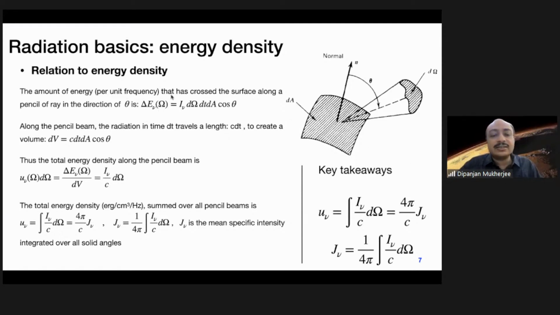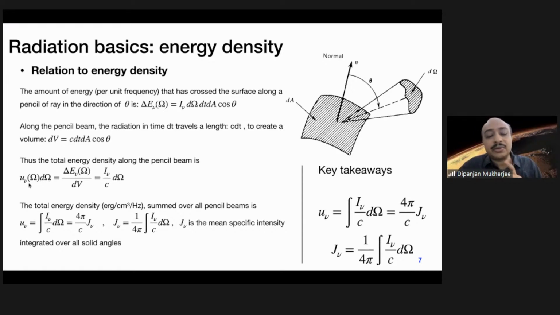Take this delta E nu, which is the amount of energy passing through this area and within this volume of delta V, and divide it by delta V. There are some slight conceptual points to note here. Firstly, this is the particular energy in a given direction. So there is a directionality involved here. That is why this is the amount of energy density per unit solid angle.